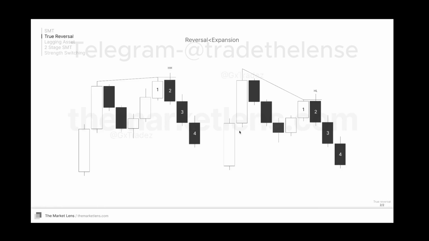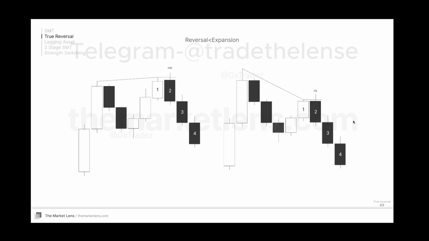Now this is where a lot of people go wrong. They look at the asset that creates a lower low, right? And they want to focus on this asset only, but you actually need to reverse that, and you need to be paying attention to the asset that sweeps because this asset has to reverse. If this asset doesn't reverse, well, then that means that this asset will not reverse, right?